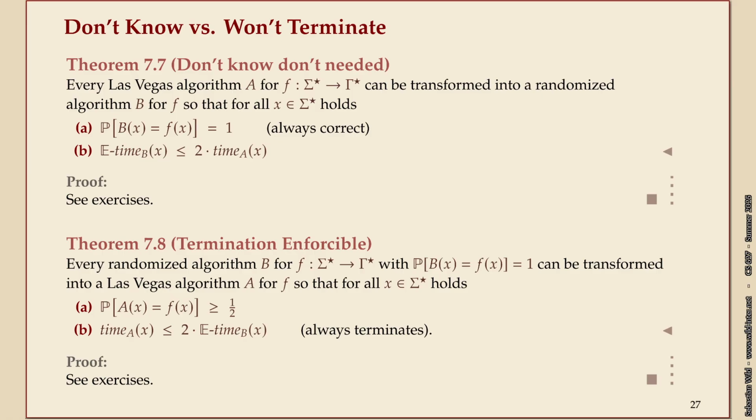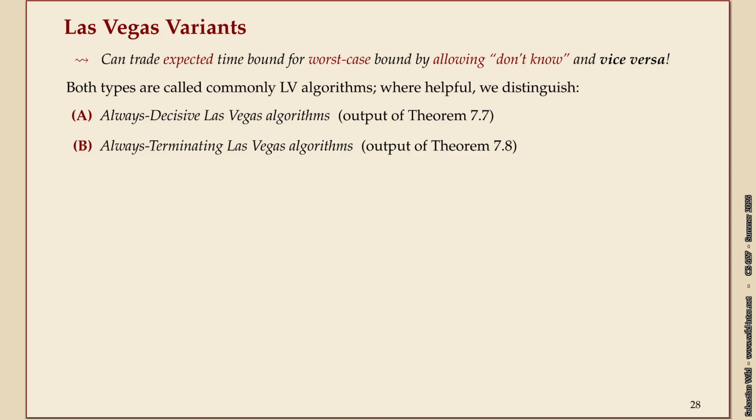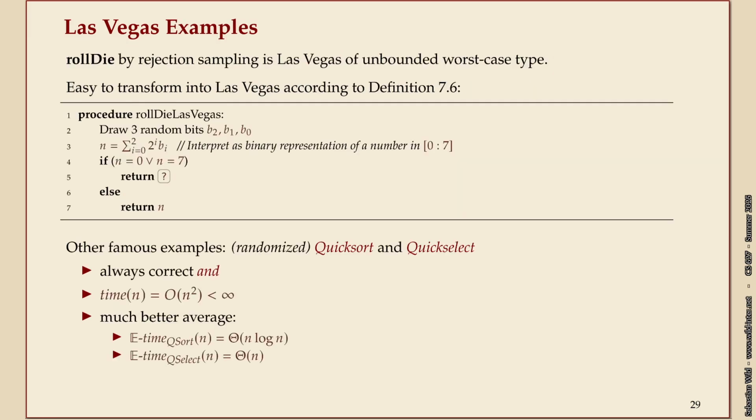And so we don't have good terminology to distinguish them that would be established. I try to give them some names so that we can refer to them in the exercises. So the first version is the always decisive algorithm because it never says I don't know. And the second type is the always terminating one for hopefully obvious reasons. All right. In a concrete example, it's often not that hard to make that transformation.